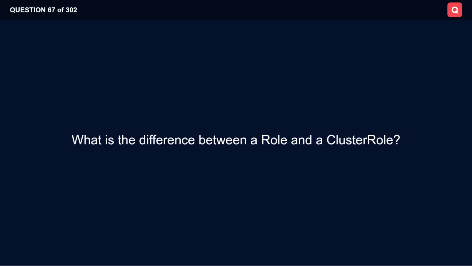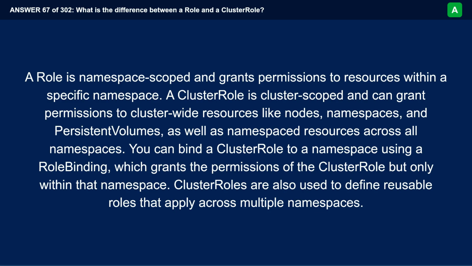What is the difference between a role and a cluster role? A role is namespace scoped and grants permissions to resources within a specific namespace. A cluster role is cluster scoped and can grant permissions to cluster-wide resources like nodes, namespaces, and persistent volumes, as well as namespaced resources across all namespaces.